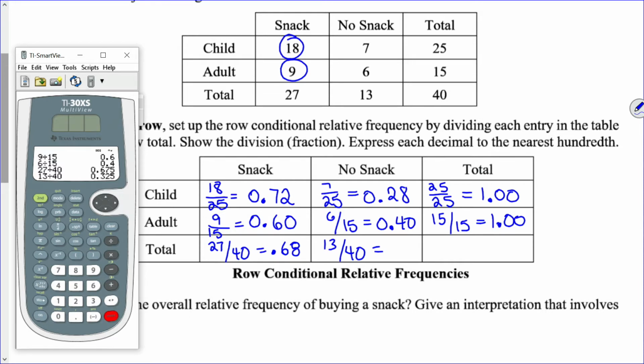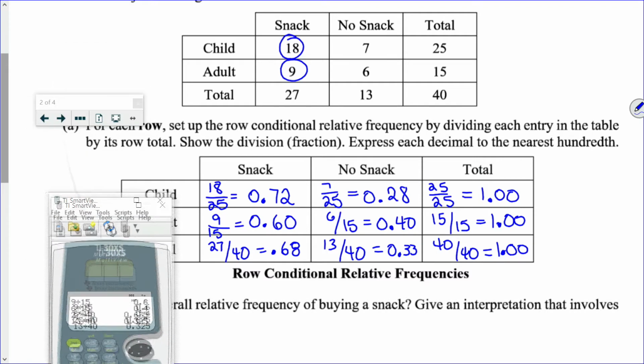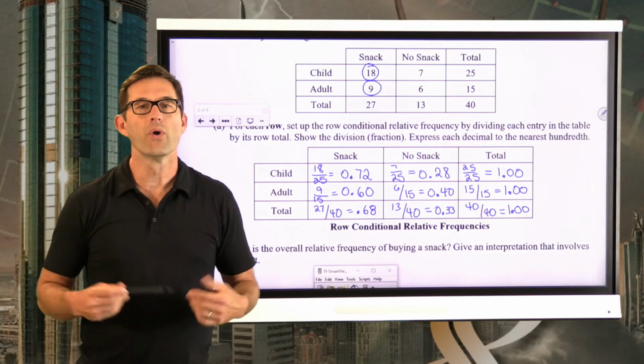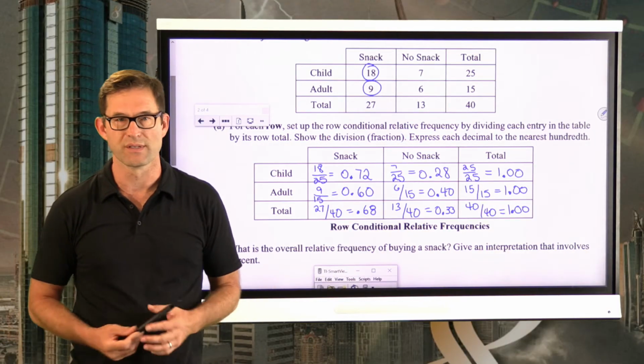And that's going to give me 0.33. Finally, I would have 40 divided by 40, and that'll give me 1.00. Okay, great. Let me just drag this out of the way so that we're not looking at them. All right, now, these are called row conditional relative frequencies, okay?